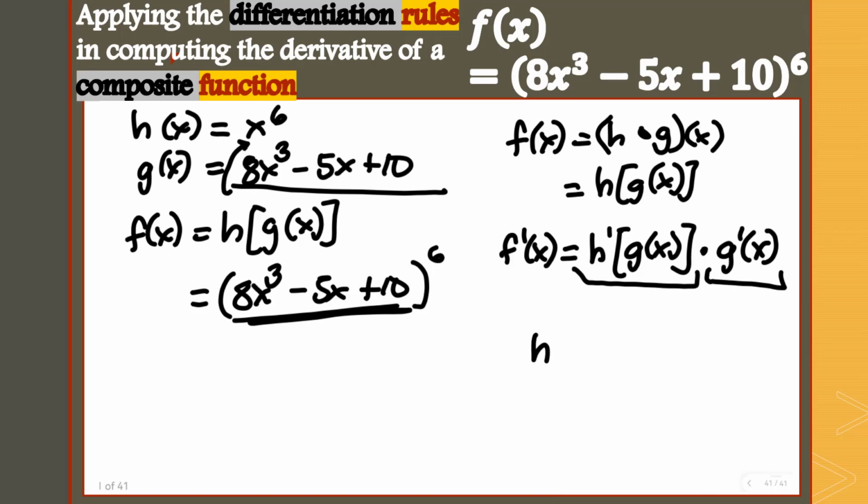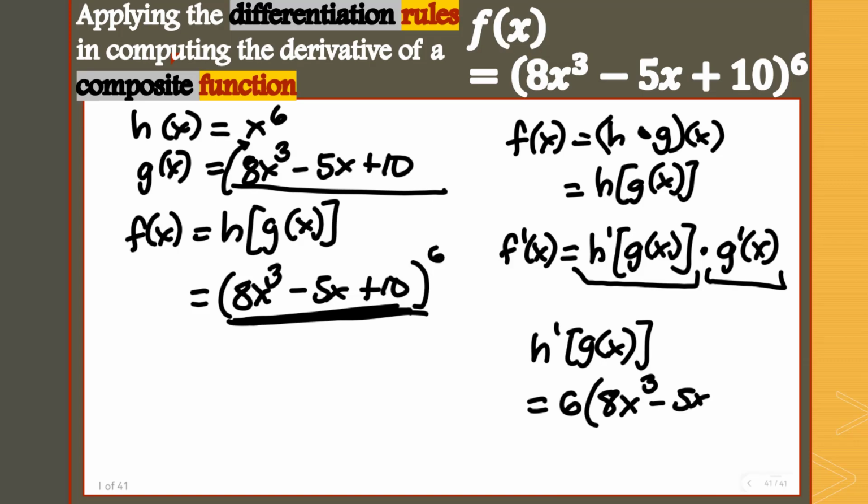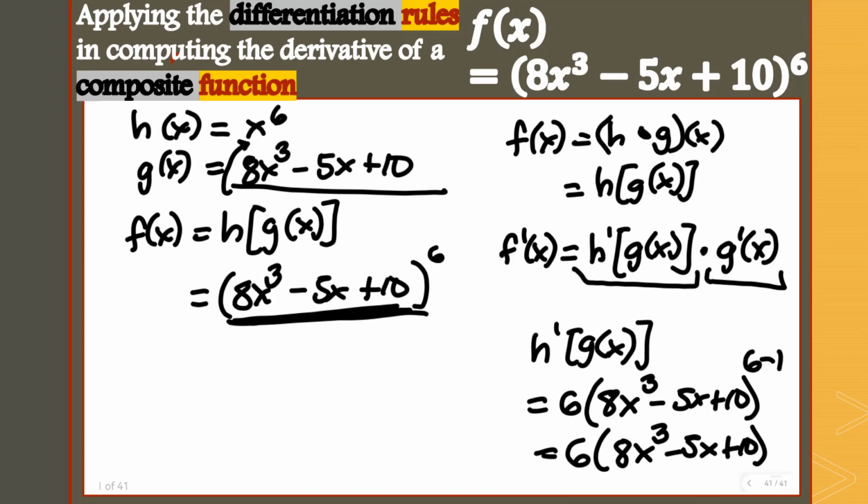Let's have h prime of g of x, again treating them as one using only the rule of differentiating a power with this power here. So that is actually 6 times this expression, 8x cubed minus 5x plus 10, and then according to the rule of differentiating a power, n minus 1, that's 6 minus 1, which will give us a result of 6 times 8x cubed minus 5x plus 10 raised to the power of 5. Take note, do not distribute this because this is under an exponentiation. You can just stick to that as it is.